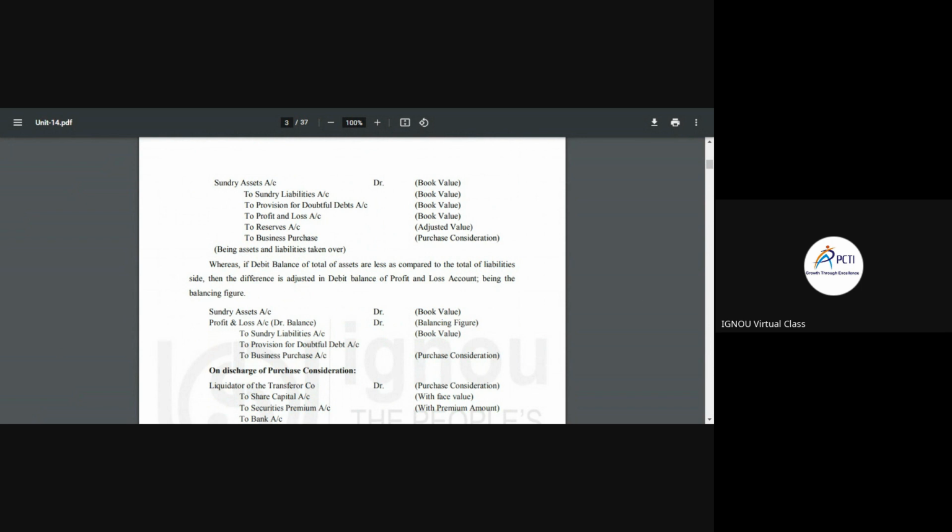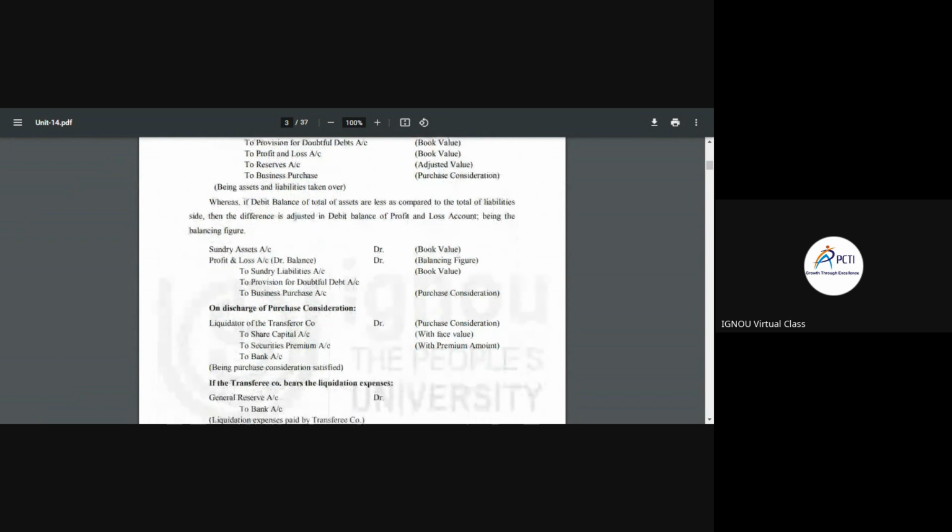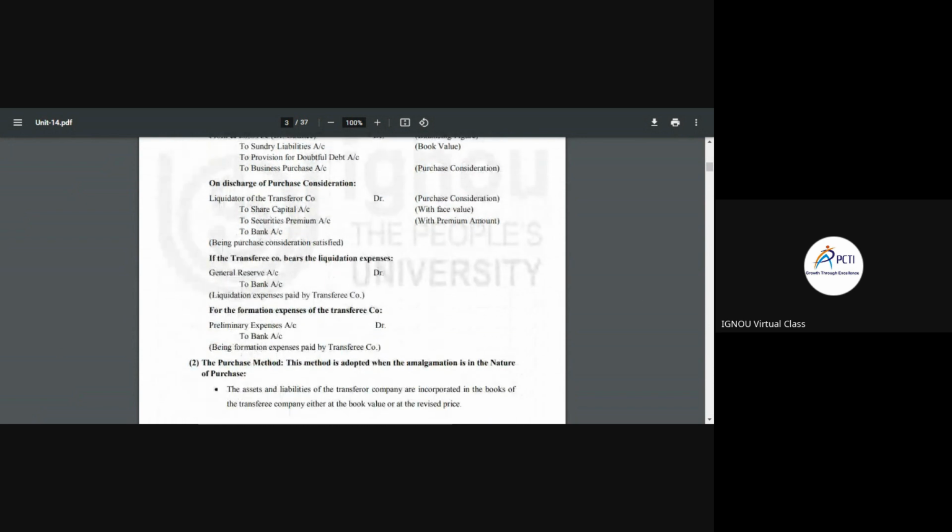So the amount which will come in sundry assets will be the book value. In the case of the P&L account, that will be the balancing figure. Then sundry liability will be the book value, and the business purchase account will be the purchase consideration. The next entry is on discharge of purchase consideration: liquidator of the transfer company account debit, to share capital account, to security premium account, and to bank account.